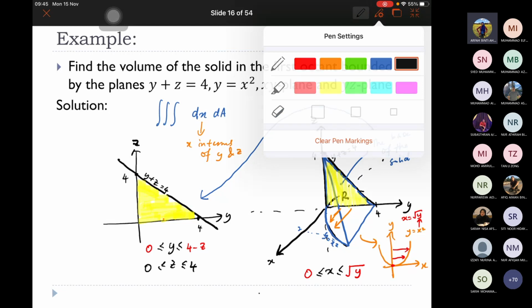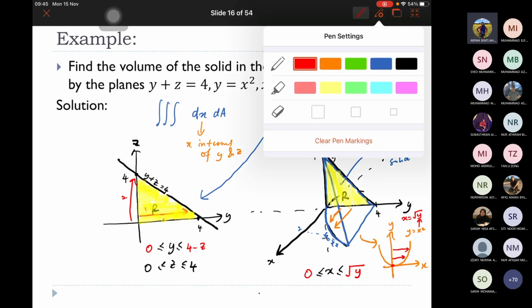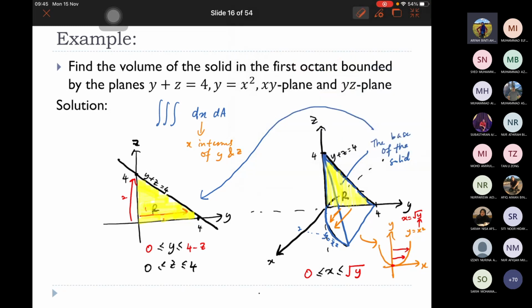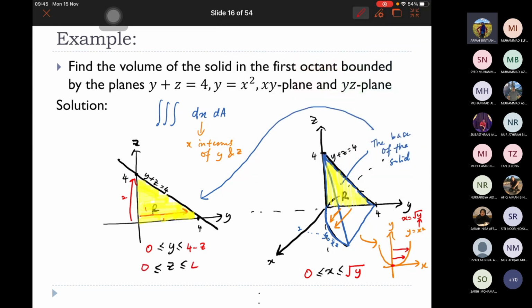Okay, this is your R. Because my Y is on this axis, the horizontal X. That means I move here first and then up. Okay. Because Y is on the horizontal axis. Vertical is the Z axis. So Z is 0 to 4. So you got it, correct. This is the answer.